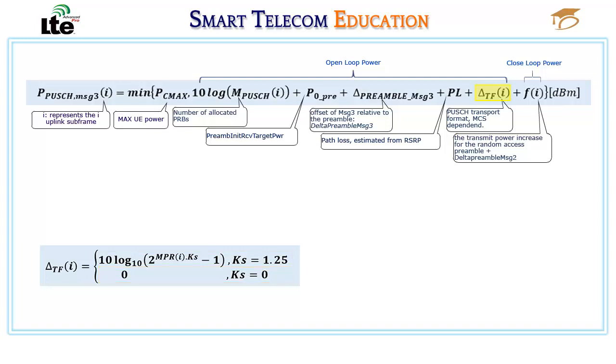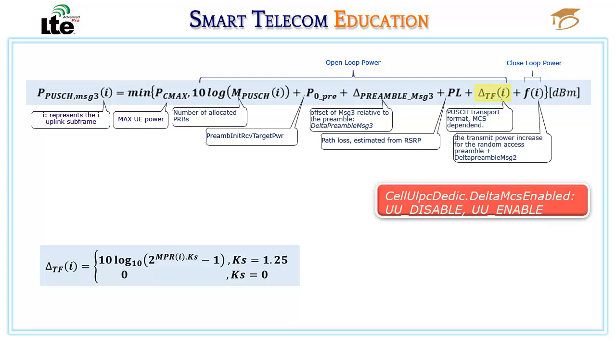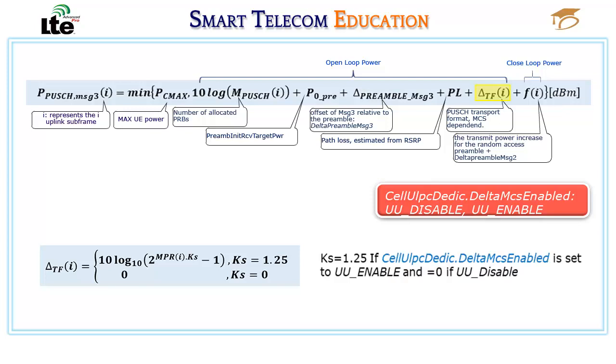The Ks value is defined by the parameter delta MCS enabled under cell uplink power control dedicated. Ks equals 1.25 when delta MCS enabled is set to enable, and 0 when disabled. MPR is the number of TBS divided by the number of resource elements, which is the number of bits transmitted per resource element.